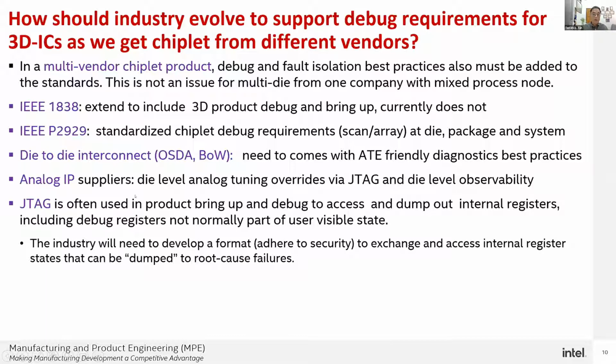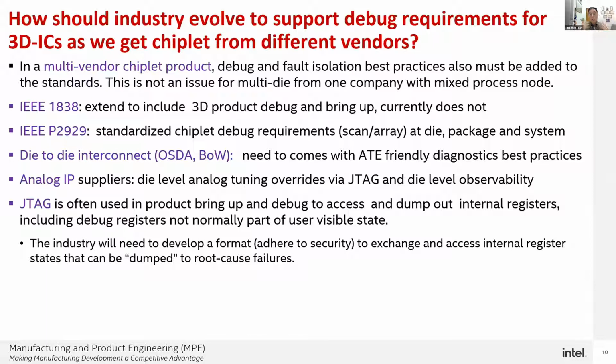And the last one: JTAG is often used in product bring-up, at any socket, die, tester, and system, to debug, access and dump out internal registers. So it is very important, since you're going to have multi-vendor chiplet products, that the industry develops a format, of course with certain security considerations, to exchange and access internal registers. This is something like STIL, which is a universal stimulus format for test.